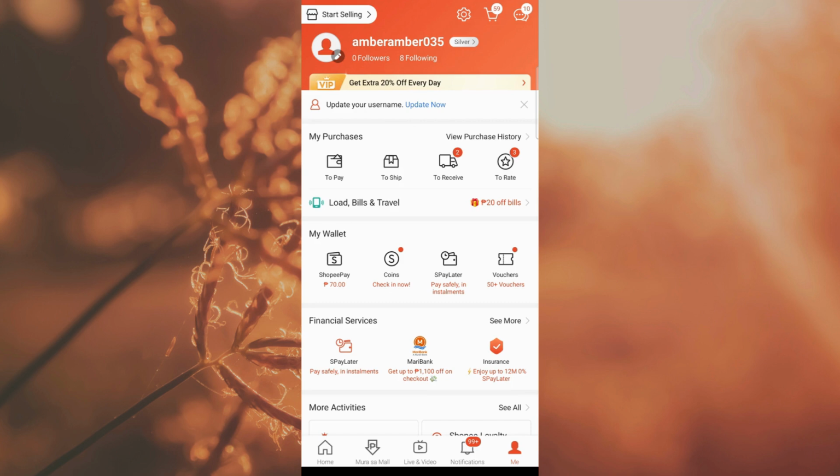GCash, on the other hand, is an e-wallet that accepts money through its official cash-in channels, like bank transfers or over-the-counter partners. Since SPayLater is not one of those channels, it can't feed money into GCash, so if you're searching for a quick convert button, the honest answer is that it doesn't exist.